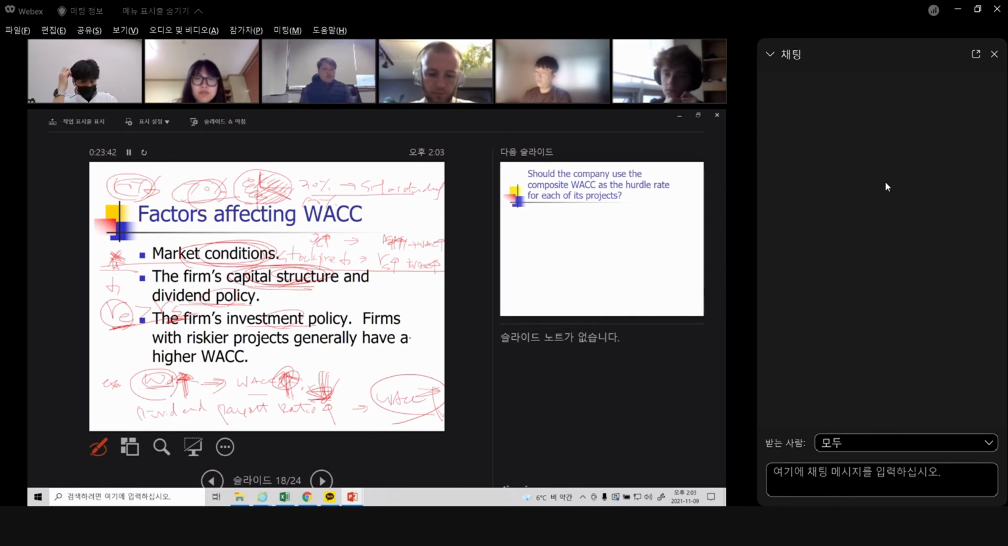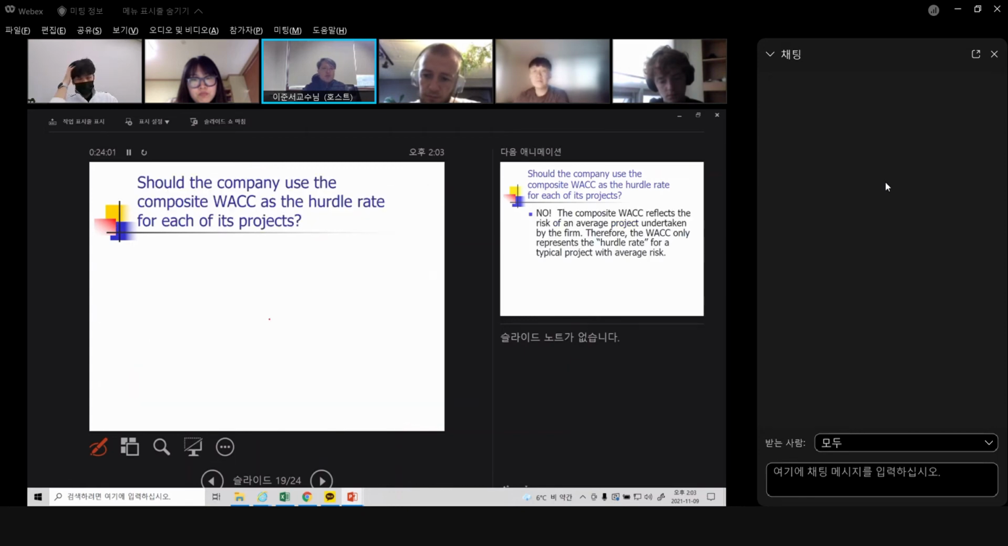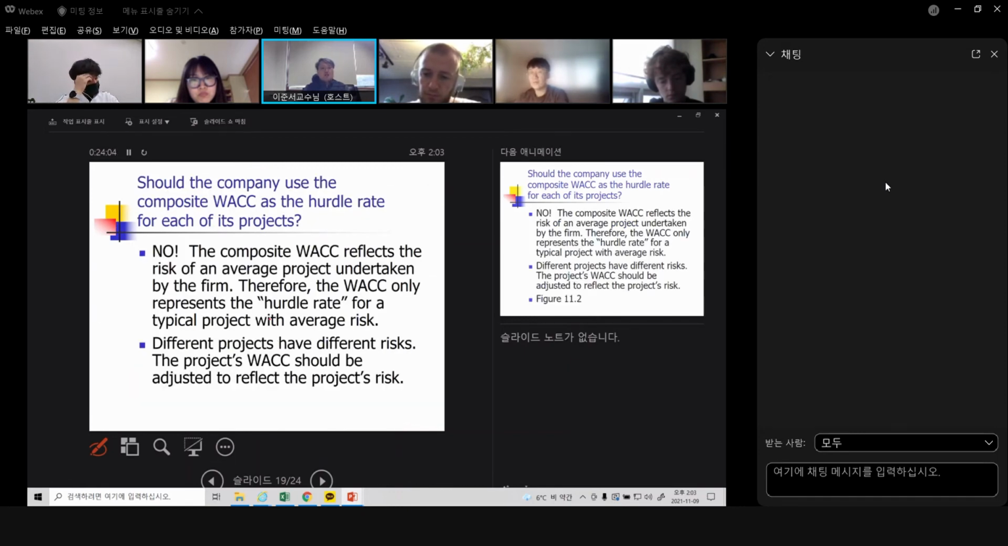Another way is investment policy. Another factor to affect WACC: investment policy. Firms with riskier projects generally have a higher WACC: higher risk, higher return. Investment policy can be explained by the next slide. This one can explain the investment policy.